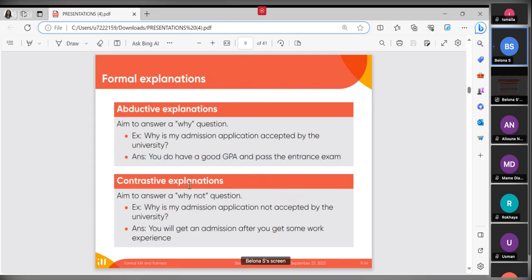And also we have contrastive explanation. In some situations, people call it counterfactual explanation. And here, what we are trying to answer is the why not question. For example, why is my admission application not accepted by the university? The answer here will be something like, you will get an admission after you get some work experience. So contrastive explanation helps us for improvement. It gives us the change we need to make in ourselves in order to have a better result, or the result expected.